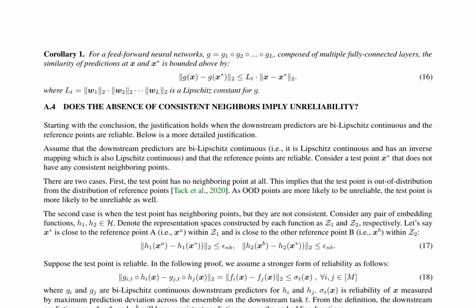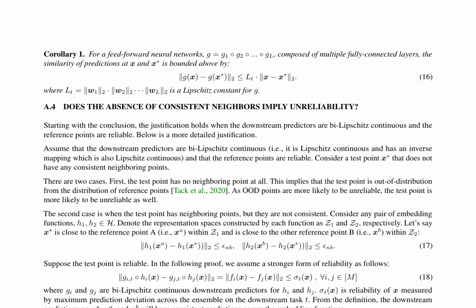In this section, the authors investigate the relationship between the absence of consistent neighbors and the reliability of a test point in a neural network. They present two cases. One where the test point has no neighboring points, and another where it has neighboring points but they are not consistent. The first case is based on the assumption that out-of-distribution points are more likely to be unreliable, implying that if a test point does not have any neighboring points, it is likely out of distribution from the reference points and thus unreliable.